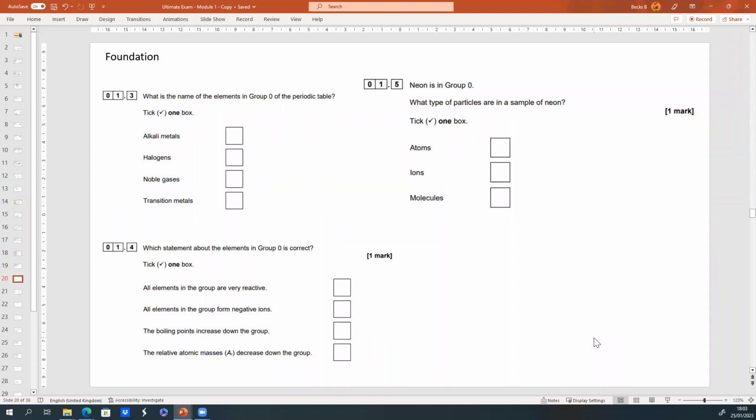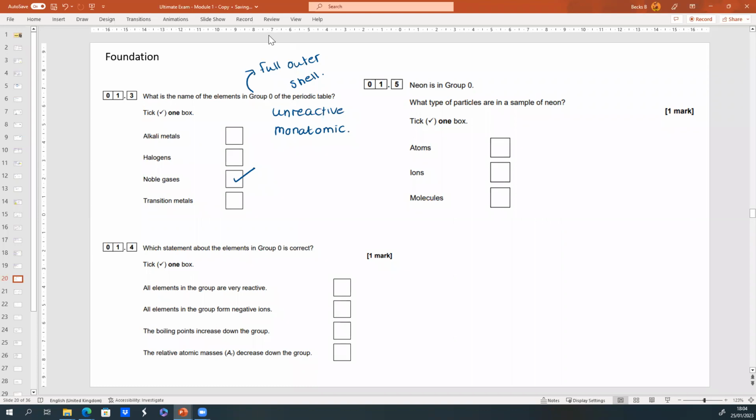So, most straightforward questions to begin with. The name of the elements in group 0 are the noble gases. These have a full outer shell, so they are unreactive, and they exist as what we call monatomic. They exist as single atoms because they don't need to bond with anything else. Because they've got a full outer shell, they're stable.